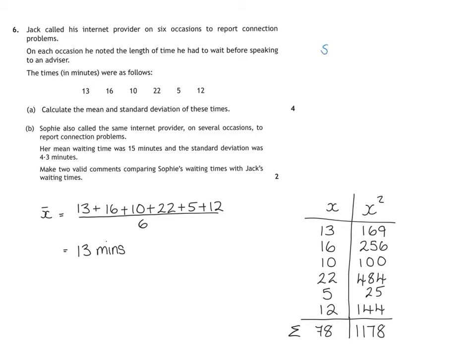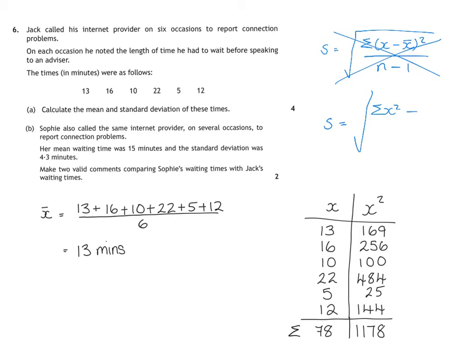Right, so the 2 formulas you actually get given are s equals the square root of the sum of x minus x bar all squared over n minus 1. That's the one I'm not using. I'm using this one, which is s equals the square root of the sum of x squared minus the sum of x all squared over n, all over n minus 1. The second one may in fact seem to be more confusing. However, it is more accurate when our mean is a decimal.